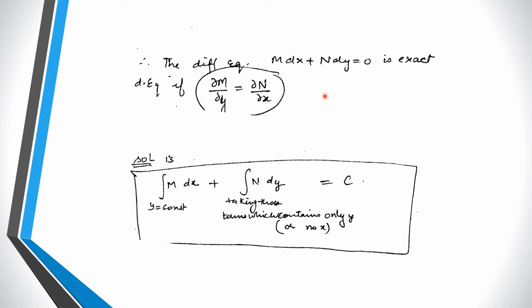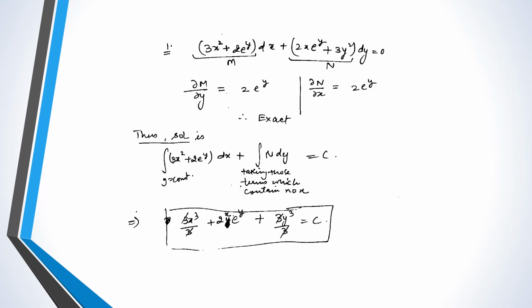So this is the solution of this type of differential equation, provided your differential equation is exact, that is, it satisfies this condition. Now for example, if you are given this first order differential equation (3x square plus 2 times e to the power y) dx plus (2x e to the power y plus 3y square) dy equals 0, and we have to solve this differential equation.